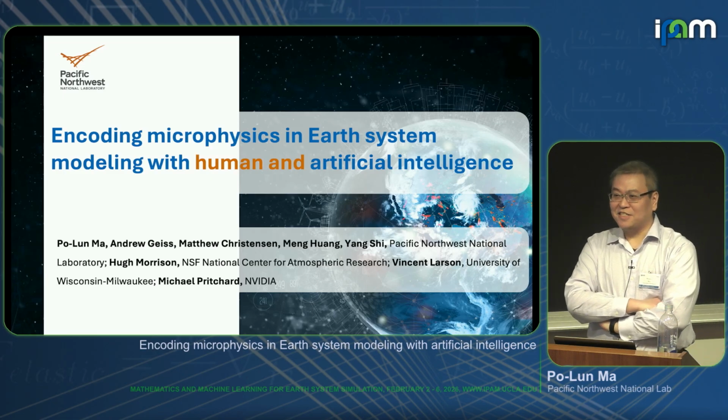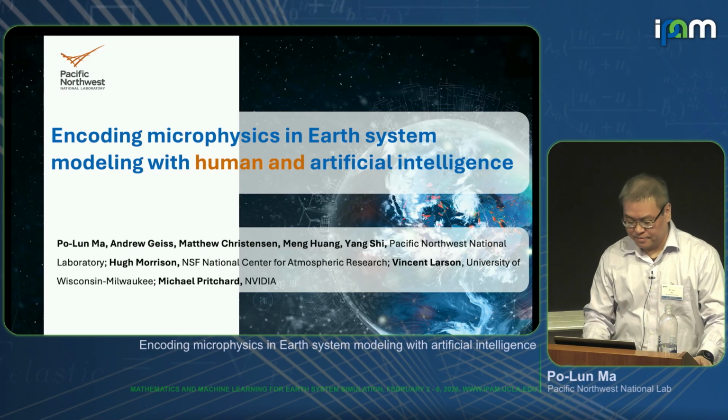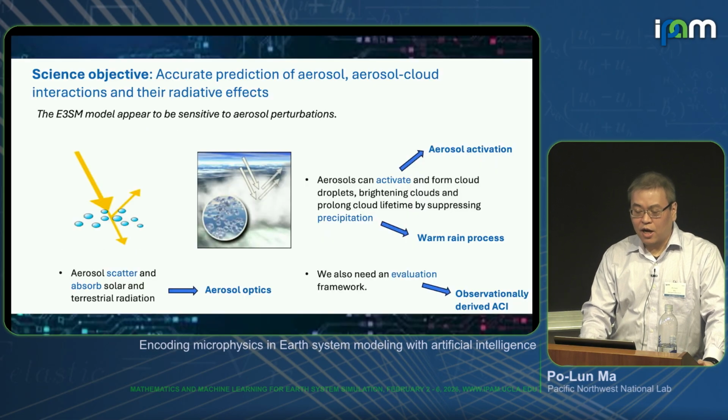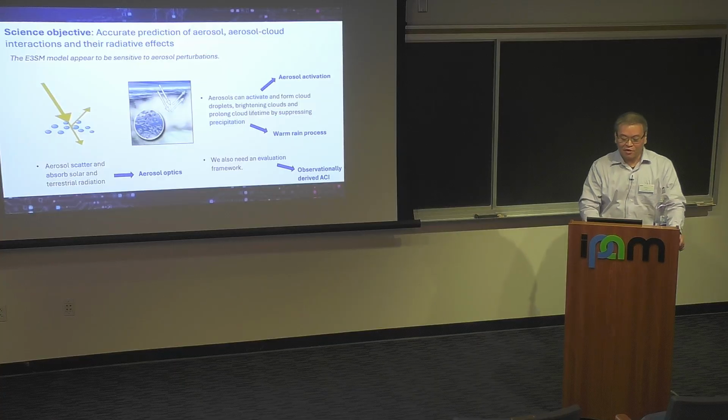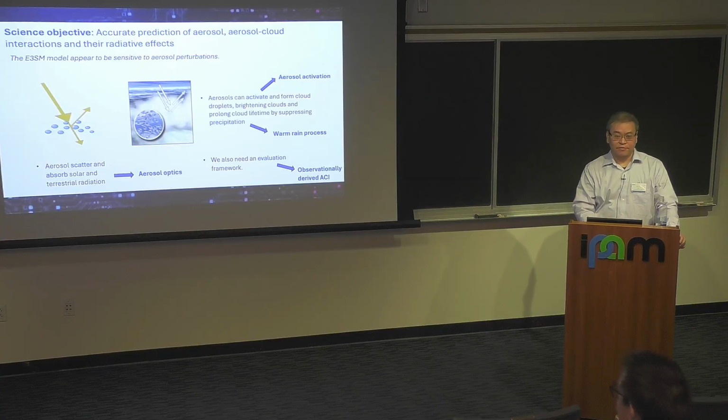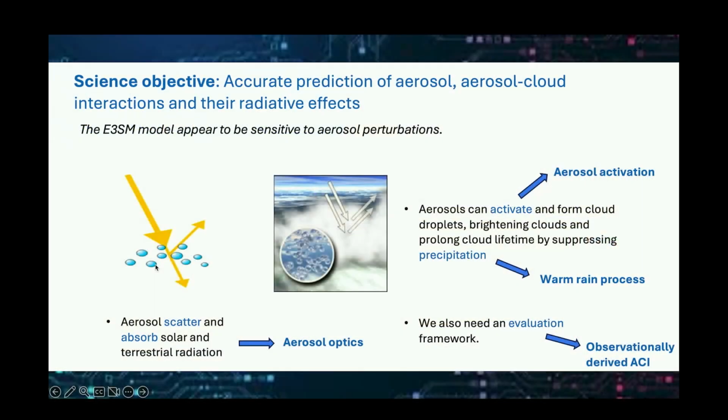I think human intelligence is still important in this whole complex. Okay, so our science objective is to accurately predict the aerosol-cloud interactions and their radiative effects at this point. Because we're focusing on their radiative effects, you know that there are direct and indirect effects. The direct effects are that aerosols scatter and absorb solar and terrestrial radiation, so we want to take a look at the aerosol optics. Of course, aerosol optics is a result of aerosol mixing ratios, numbers, size distribution, and all other things together.